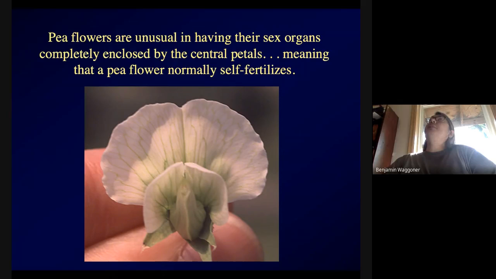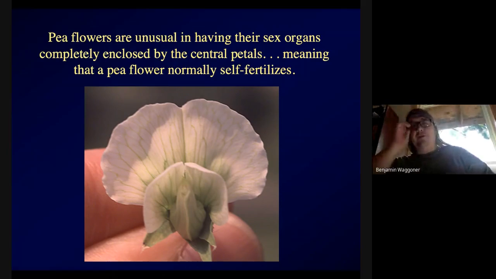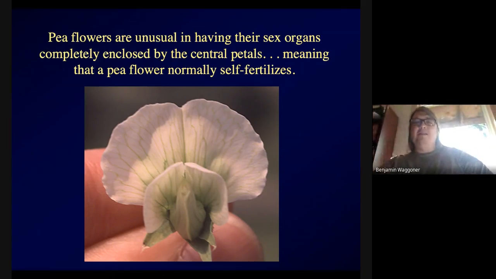Sometimes they may not mature at the same time because that keeps the plants from inbreeding. But typically you'll get male and female parts in the same flower. And peas do something unusual in that their sex organs are completely enclosed by those central petals. If you look at this pea flower, you can see that there's a couple of wing-like petals that are on the outside.